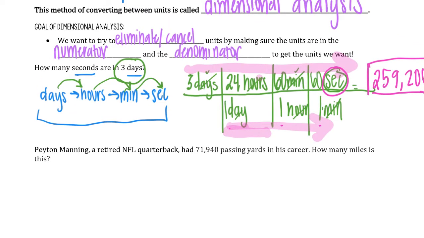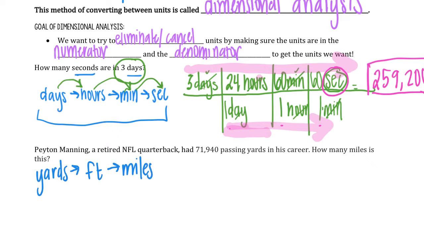Peyton Manning, a retired NFL quarterback, had 71,940 passing yards in his career. We want to find out how many miles that is. Again, just like in the problem before, we're going to make a little map to remind ourselves how to get from yards to miles. We're going to have to go from yards, then to feet, and then from feet, we can go to miles.